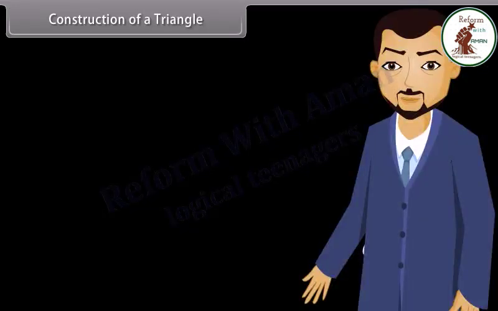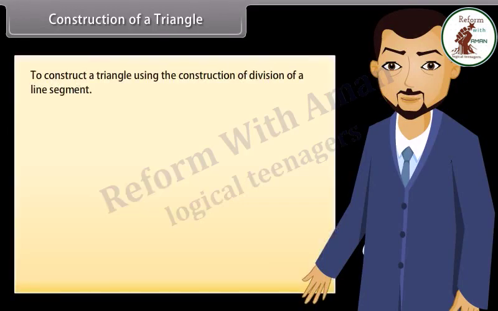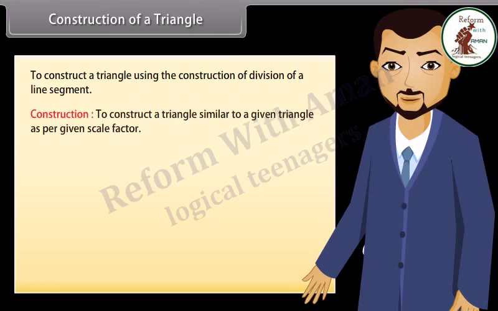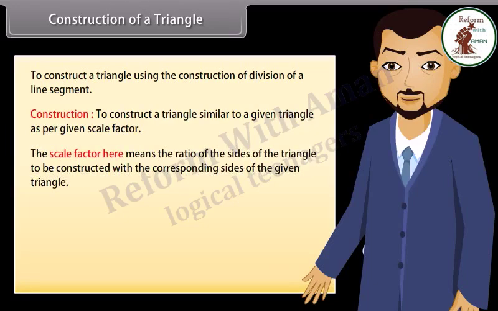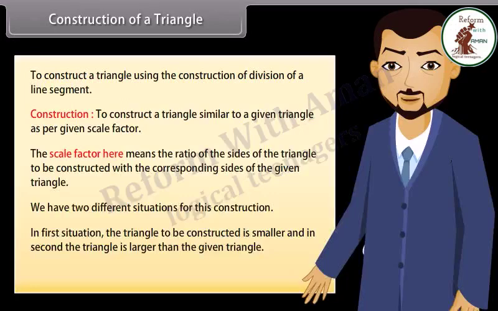Construction of a triangle. We will now learn to construct a triangle using the construction of division of a line segment. Construction: to construct a triangle similar to a given triangle as per given scale factor. The scale factor here means the ratio of the sides of the triangle to be constructed with the corresponding sides of the given triangle. We have two different situations for this construction. In the first situation, the triangle to be constructed is smaller, and in the second, the triangle is larger than the given triangle. We will solve some examples to understand this.